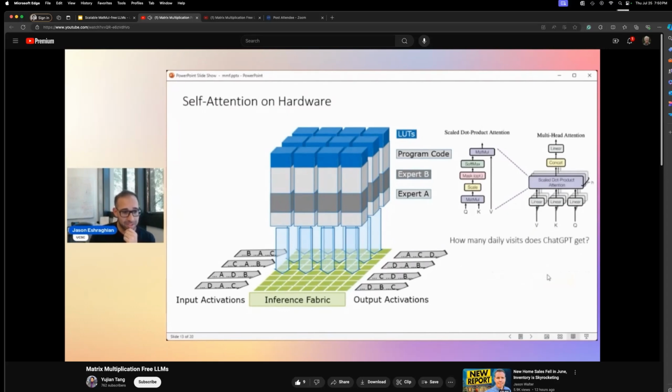Now, how many daily visits does ChatGPT get? There was some number that said 1.75 billion at its peak. Of course, that disaggregates somewhat. This darkening of the inference fabric just indicates that you're fully utilizing all of the hardware that you have available to you, right?